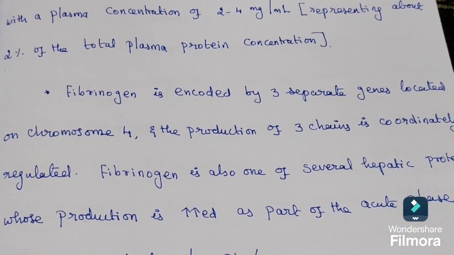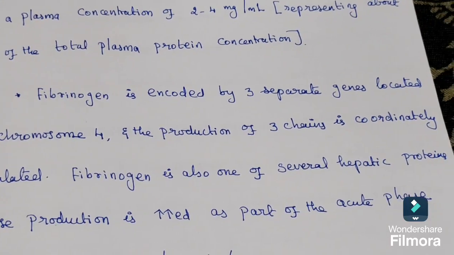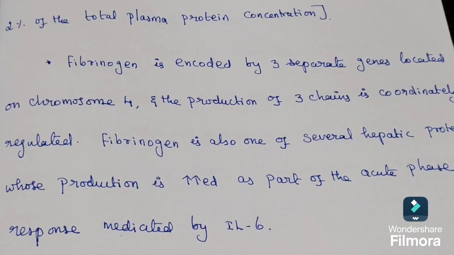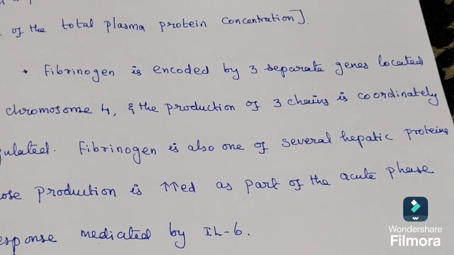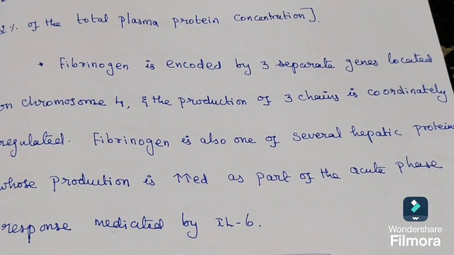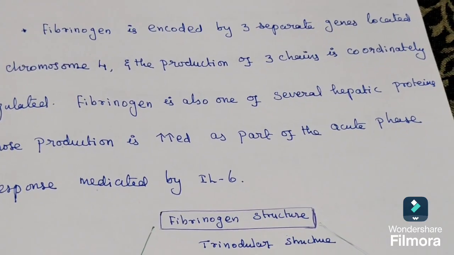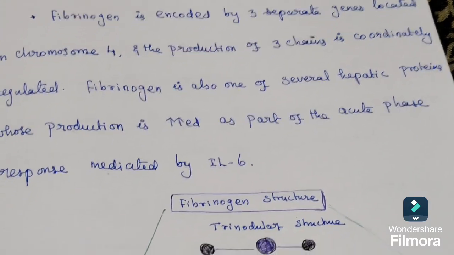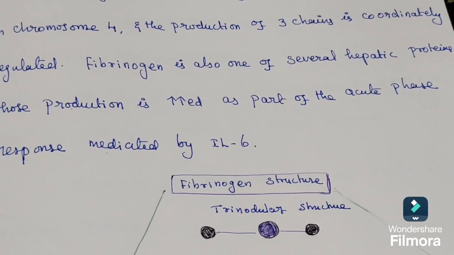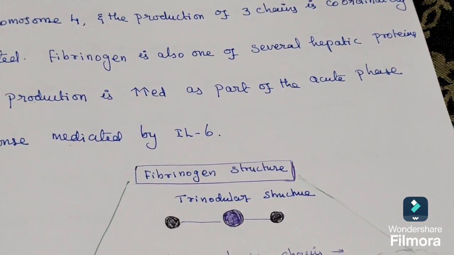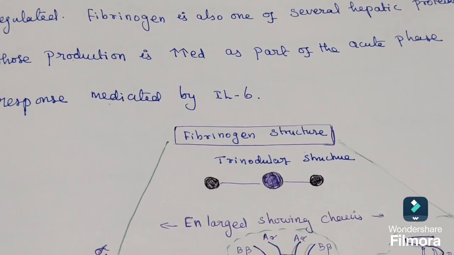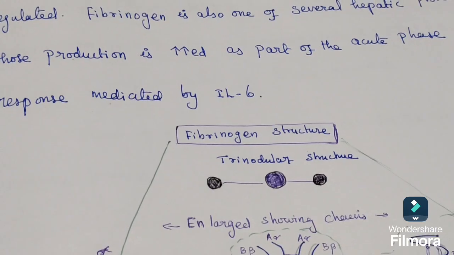Fibrinogen is encoded by three separate genes located on chromosome 4, and the production of the three chains is coordinately regulated. Fibrinogen is also one of several hepatic proteins whose production is increased as part of the acute phase response mediated by interleukin 6.